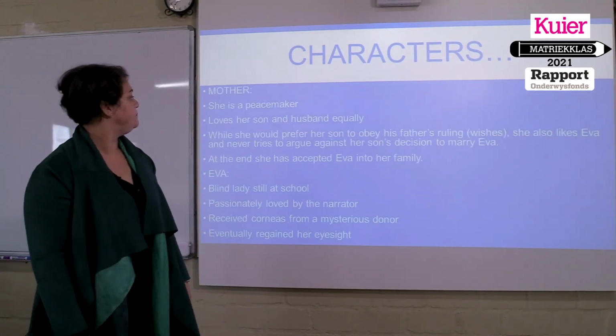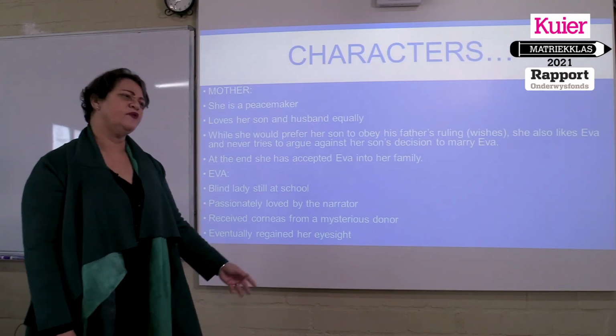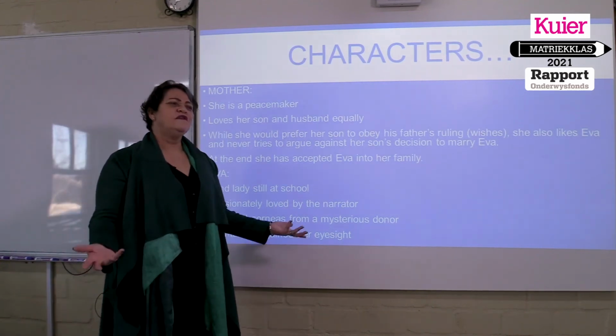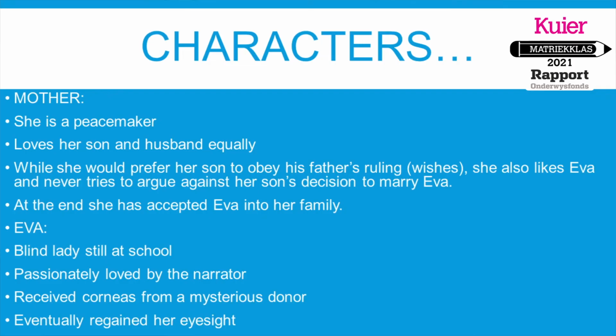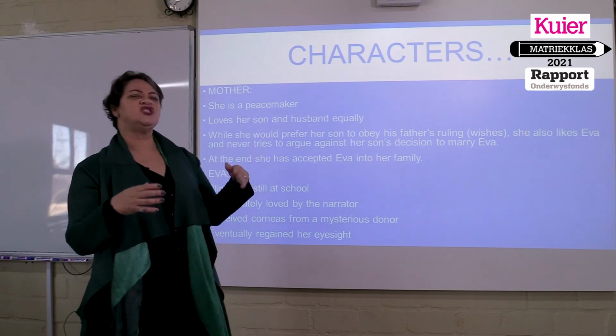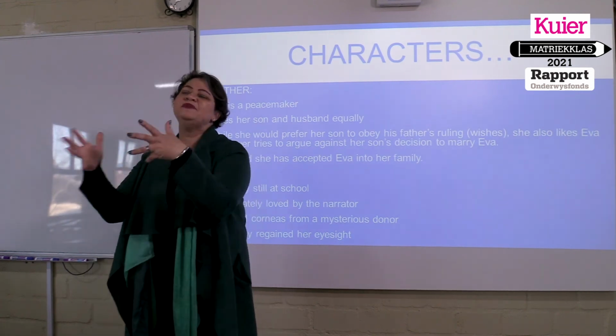The mother, peacemaker. How do we know that? Because she says, your father's ill. Don't be so hard on him. She loves her son, she loves her husband, and she would want him to obey the father's wishes, probably because the father's dying. She likes Eva, and she doesn't have to convince her son not to marry Eva. So because she's a peacemaker, she would want her husband to be pleased.